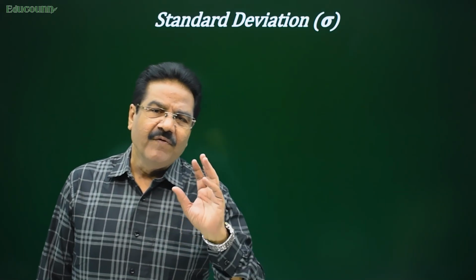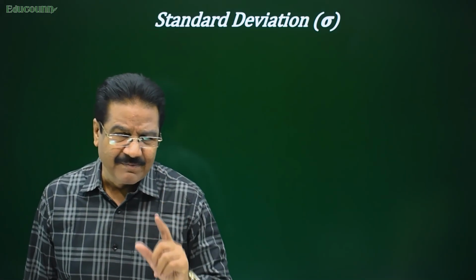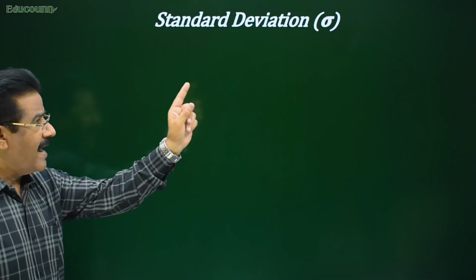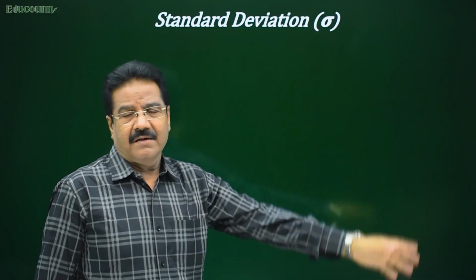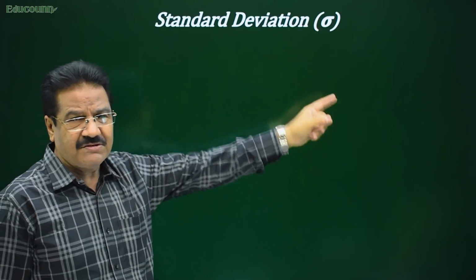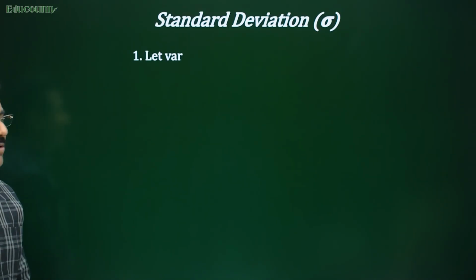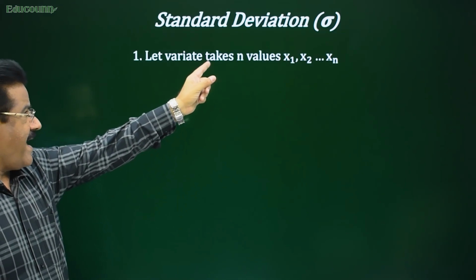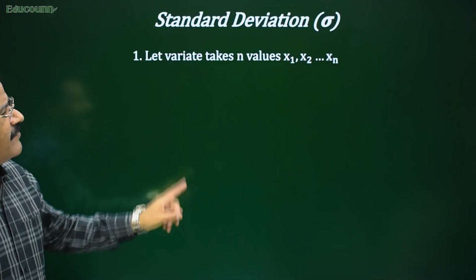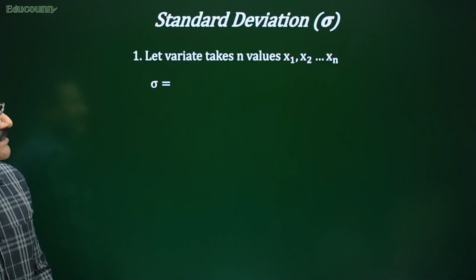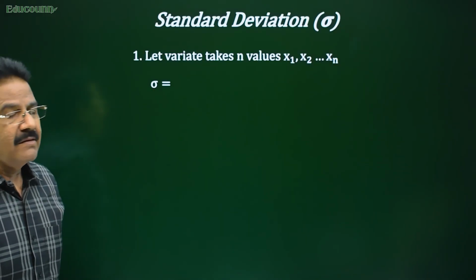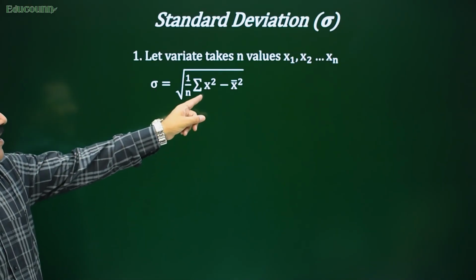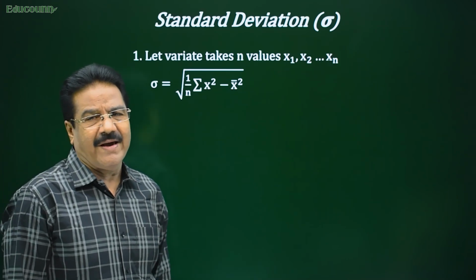And that's why whenever we find out the arithmetic mean, it is important to find out standard deviation, and it is denoted by this symbol which is pronounced as sigma. So number one, let variate x take n values x1, x2, x3, right up to xn. Then sigma is equal to under root of 1 upon n summation of x square minus x bar square.